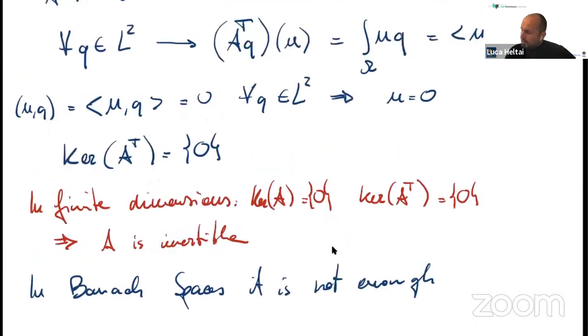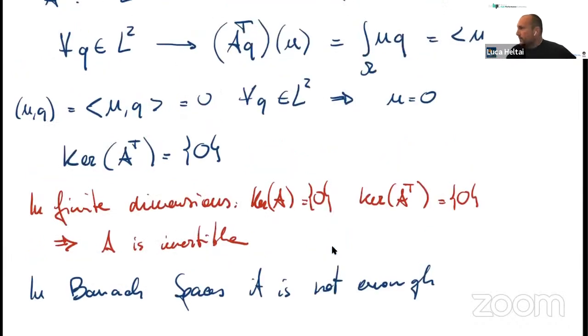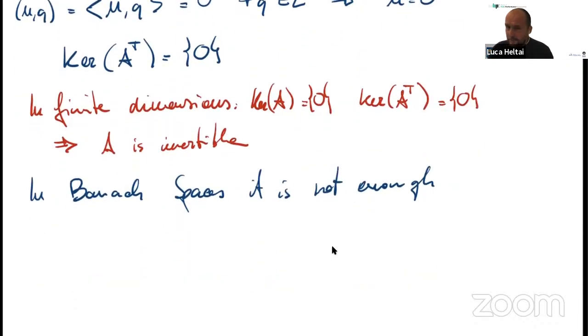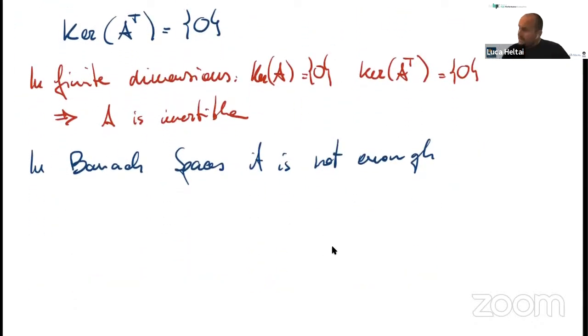Because we have that the transpose object is surjective. However, what we don't have is, we have that the kernel of A transpose is equal to 0, but we don't have surjectivity automatically. So the fact that the kernel of an operator is equal to 0 does not imply that the other operator is injective, in other words. So you don't have this connection between the two things. You need something else.